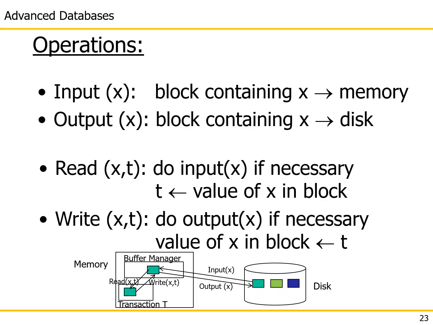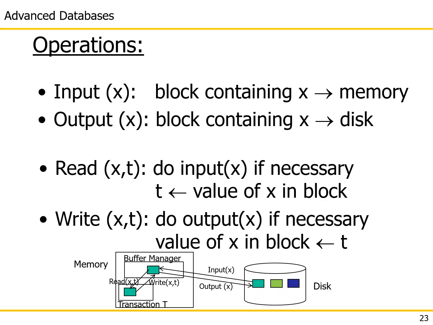So X has to be a good enough descriptor, either a page or a row. Now, if a transaction modifies X, it will tell the buffer manager, I want you to write T into X. Okay? So T is like temporary inside the transaction. So read is read X into T. T is actually a local variable that's created by the transaction.